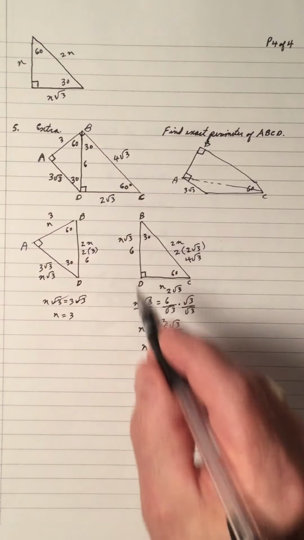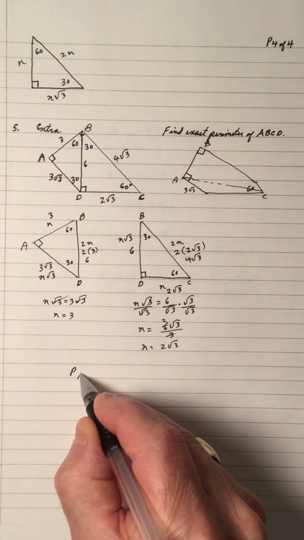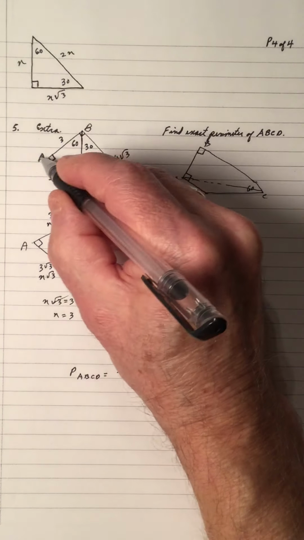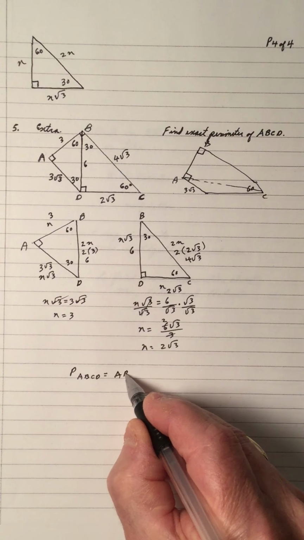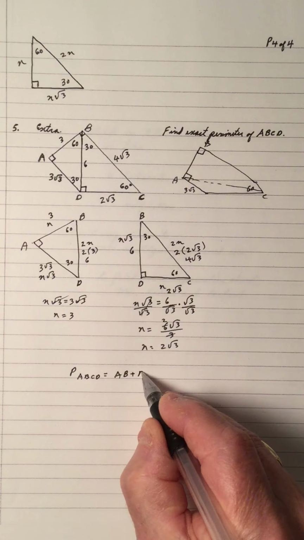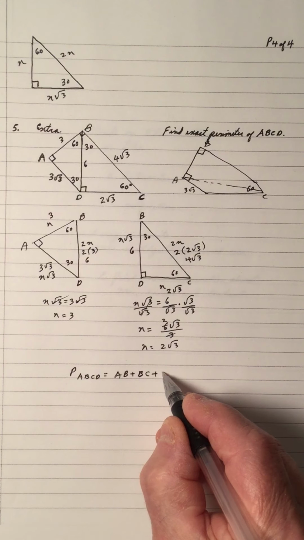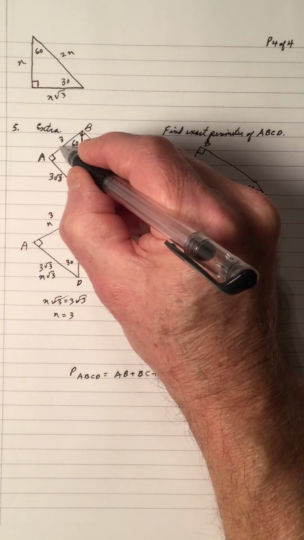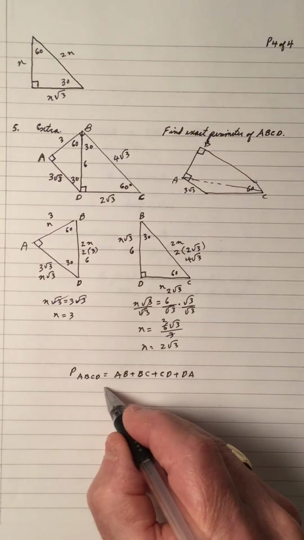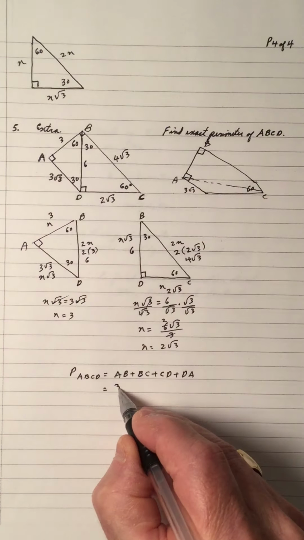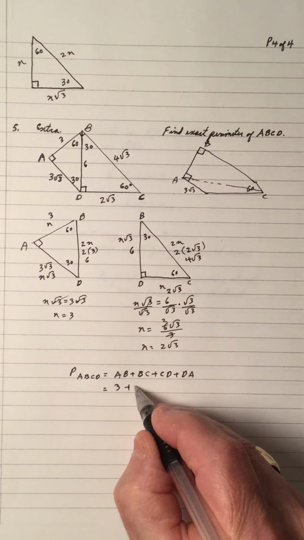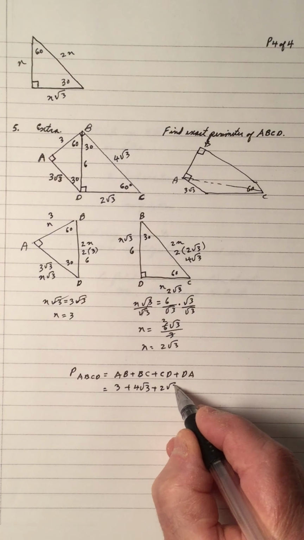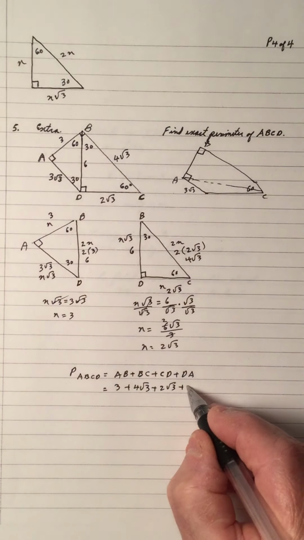And now that we've found all the sides, the perimeter of A, B, C, D is, and let's go around, it's AB plus BC plus CD plus DA. Add them up as I go. And AB is 3, BC is 4 root 3, CD is 2 root 3, and DA is 3 root 3.